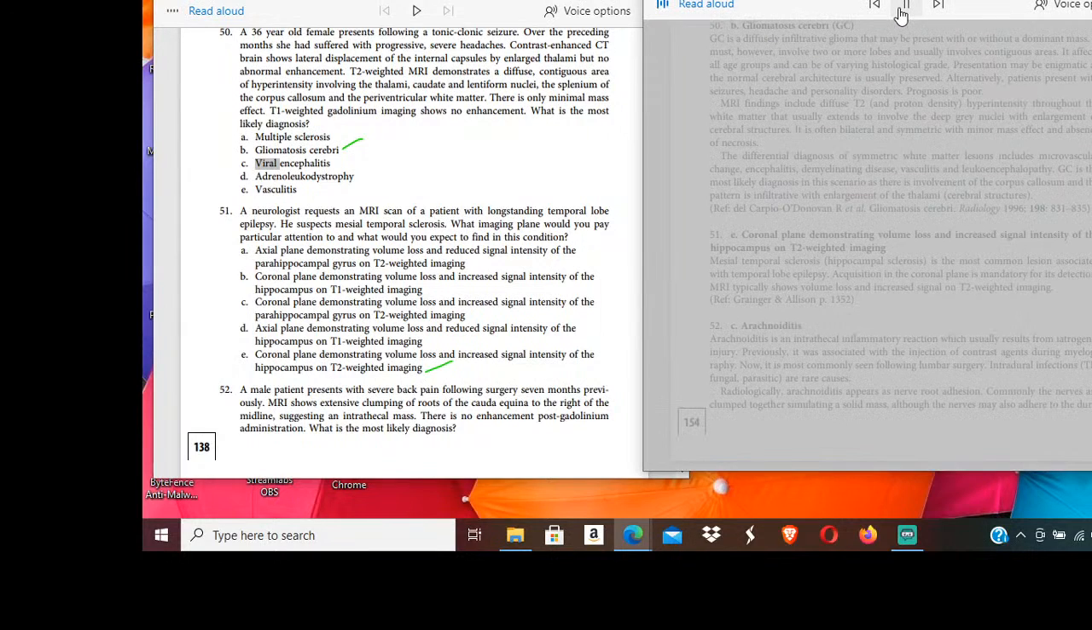50. B. Gliomatosis cerebri. GC is a diffusely infiltrative glioma that may be present with or without a dominant mass. It must, however, involve 2 or more lobes and usually involves contiguous areas. It affects all age groups and can be of varying histological grade. Presentation may be enigmatic as the normal cerebral architecture is usually preserved.